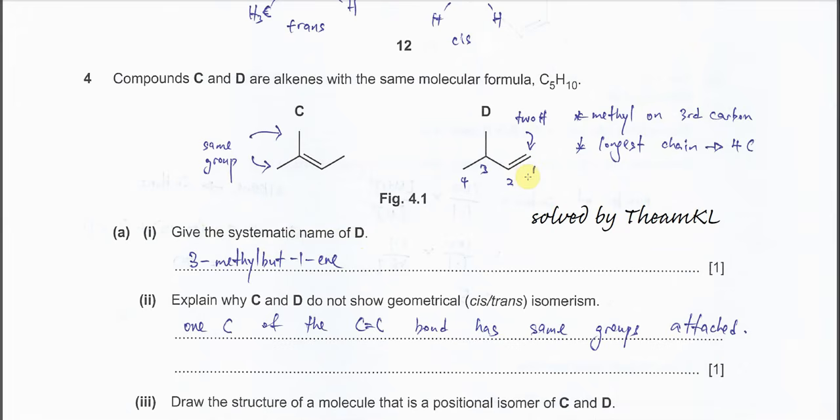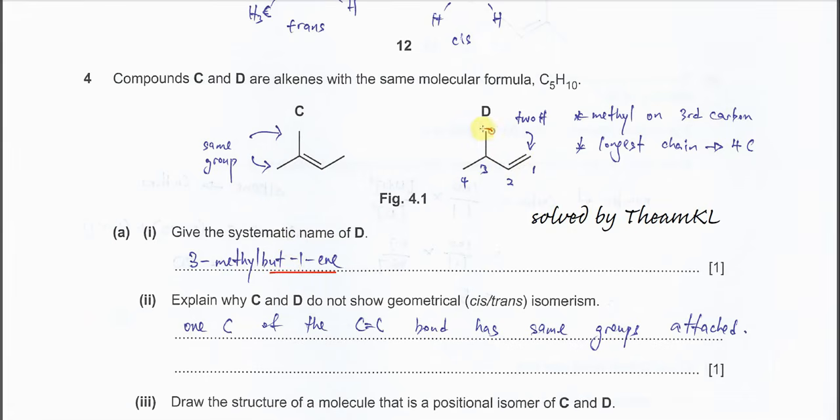First, we need to find the longest carbon chain. So this is the first carbon, second, third, and the fourth carbon. And the double bond is between the first and second carbon. The longest chain is 4 carbons, and the double bond starts from the first carbon, so we call it but-1-ene. And we need to name the substituents.